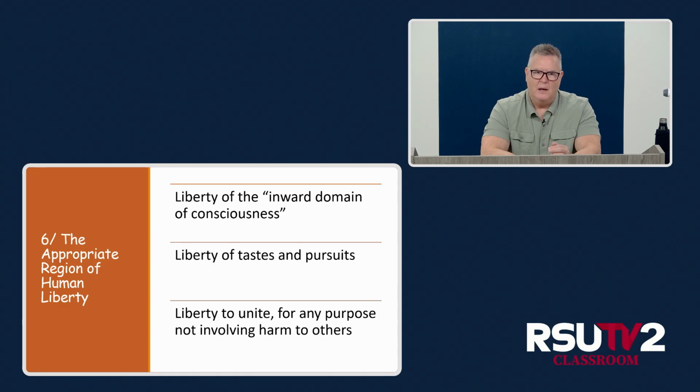Jeffrey Epstein has been in the news quite a bit. He had a taste for raping underage girls. That's not something that we need to tolerate. That is doing harm to those young girls who were not in a position to consent to what he was asking them to do. The third area that he talks about is the liberty to unite for any purpose not involving harm to others. Again, that is the essence of what our First Amendment protects, which is the freedom of association.